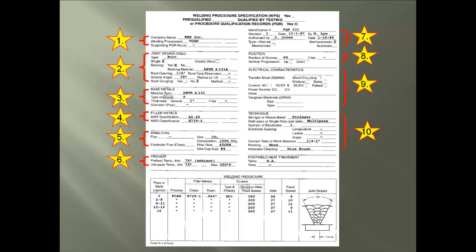Moving to star number 10, the technique information is placed here, with items such as the weld bead placement type. Is it a stringer bead or a weave bead? Then, are multi-passes required, or is a single pass going to be sufficient? Next, are multiple electrode heads being used, and if so, what is the spacing for those heads?